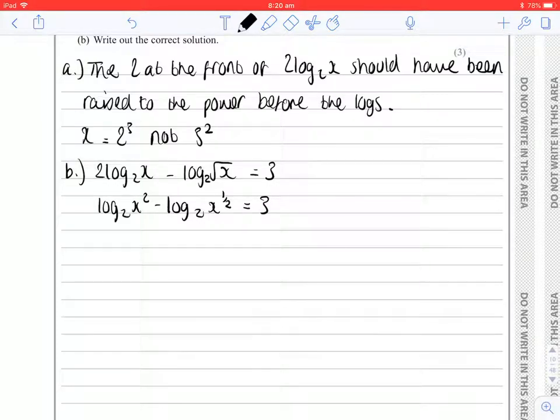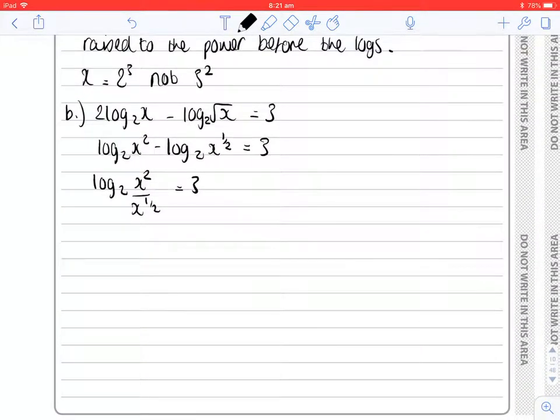Now because we've got logs with the same base and no numbers in front, we can combine those two logs. Log base 2 of x squared over x to the half is equal to 3. And so we can simplify that to be log base 2 of x to the 3 over 2 is equal to 3.